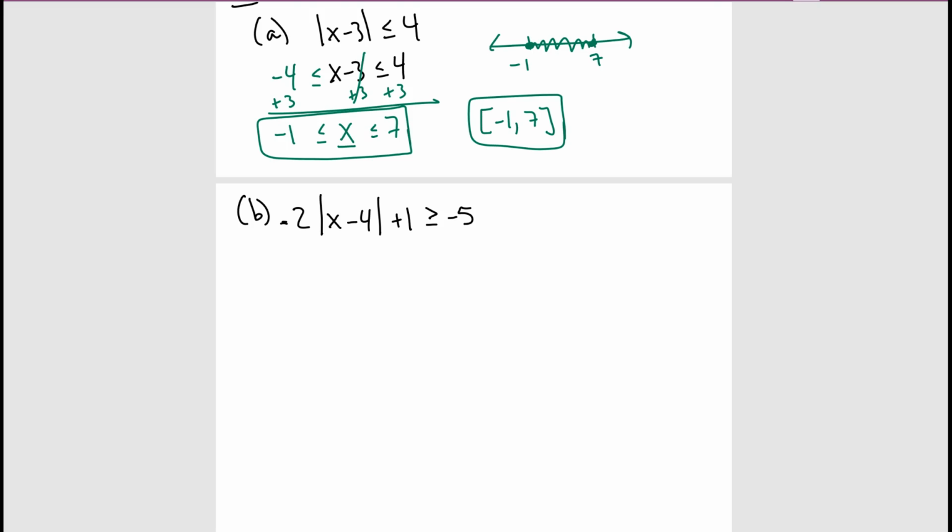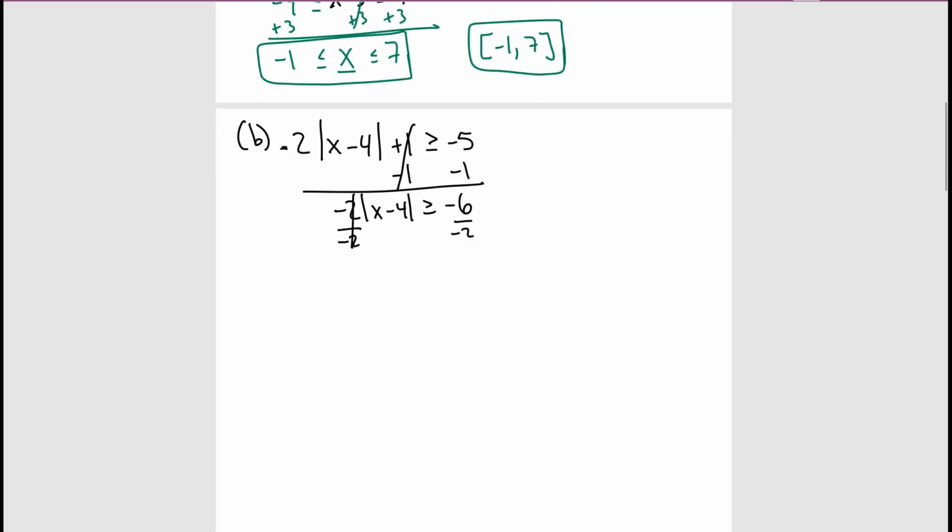Okay, so if we want to do something like this, the first thing that we want to do is isolate this absolute value. Okay, so to isolate this absolute value, we're still first going to start off with this 1. I'm going to subtract the 1 over. Okay, so now we're going to have negative 2 absolute value of x minus 4, and then greater than or equal to negative 6. Now we're going to divide by this negative 2 because you need to isolate this absolute value. And what you're going to get is absolute value of x minus 4. Since we're dividing by a negative, the sign is going to switch to a less than or equal to. This is going to give me a positive 3.